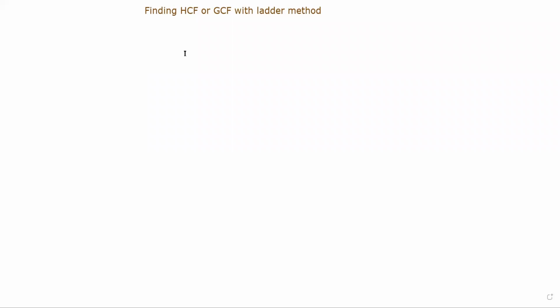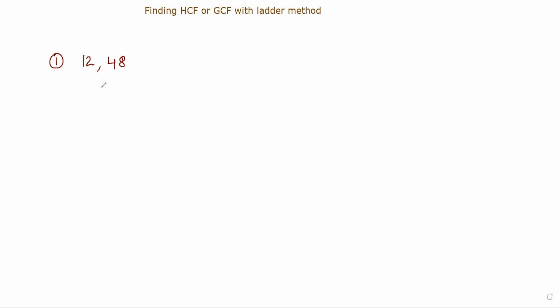Hello all, my today's topic is how to find HCF, or what we call GCF, highest common factor or greatest common factor, with the ladder method. Okay, so I have two numbers. I have taken two numbers randomly. My first set of numbers is 12 and 48. So how can we find the HCF?